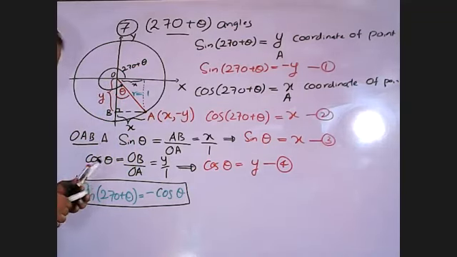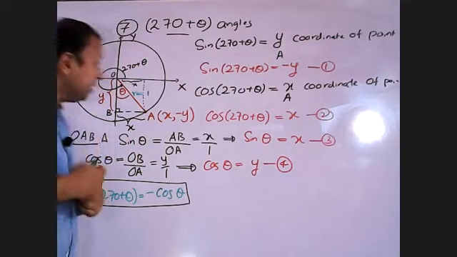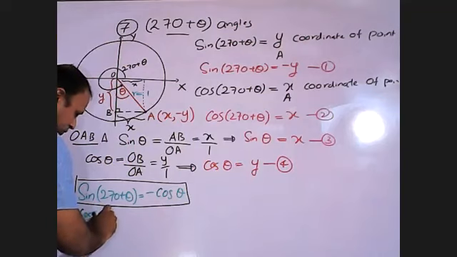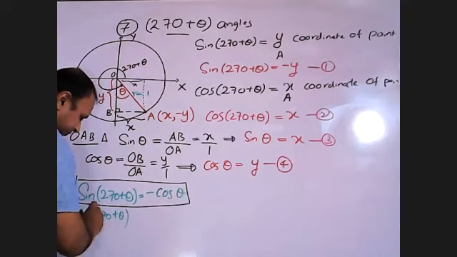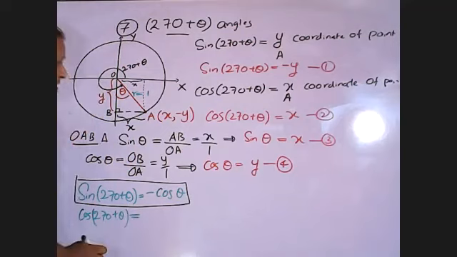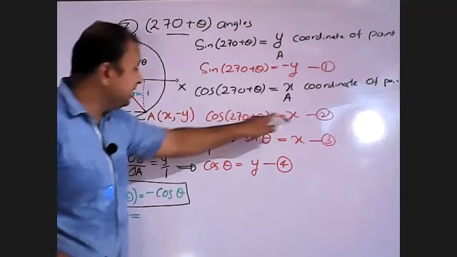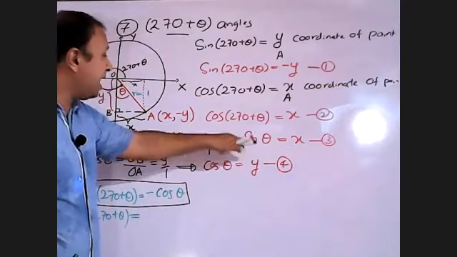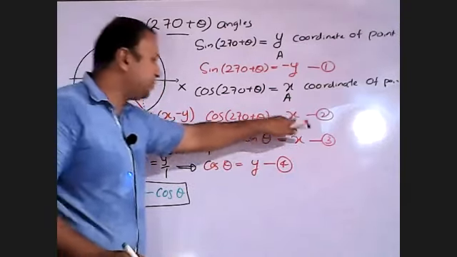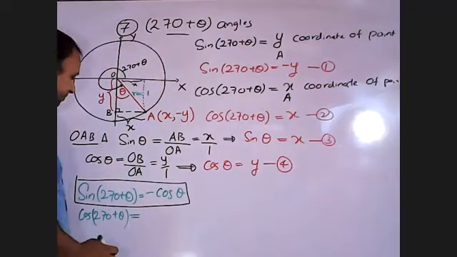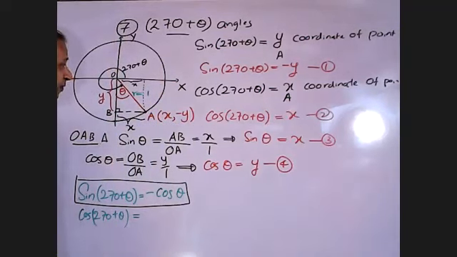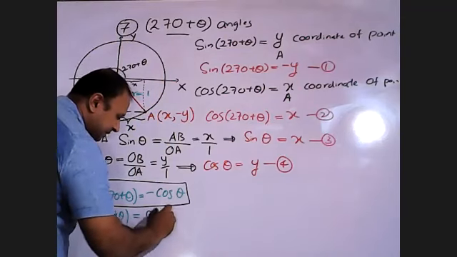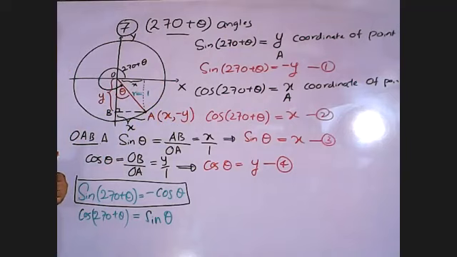Then, cos 270 plus theta. Cos 270 plus theta is equal to x. x is equal to sin theta. Therefore, I can substitute this value from here to here. Therefore, cos 270 plus theta is equal to plus sin theta.